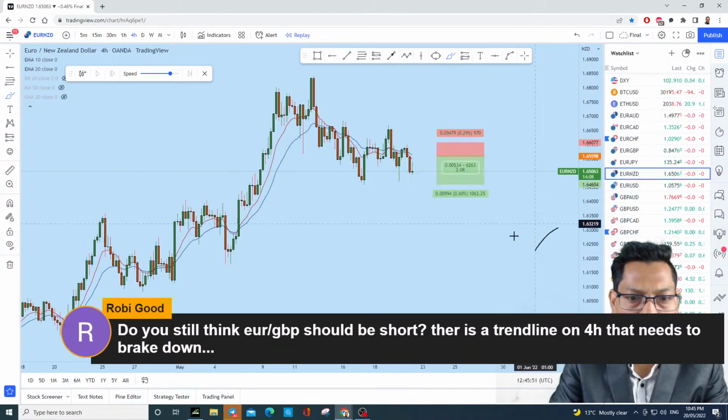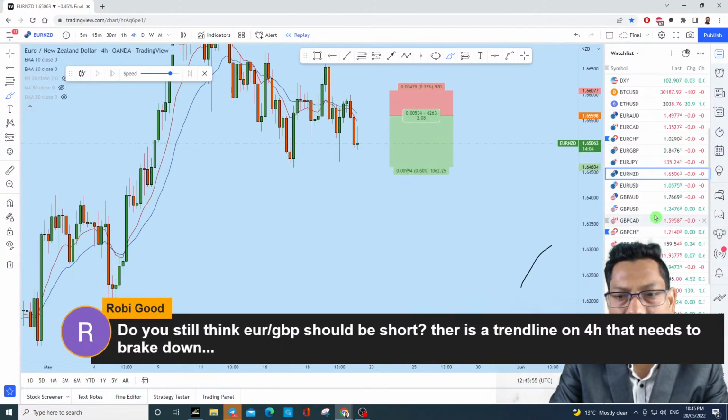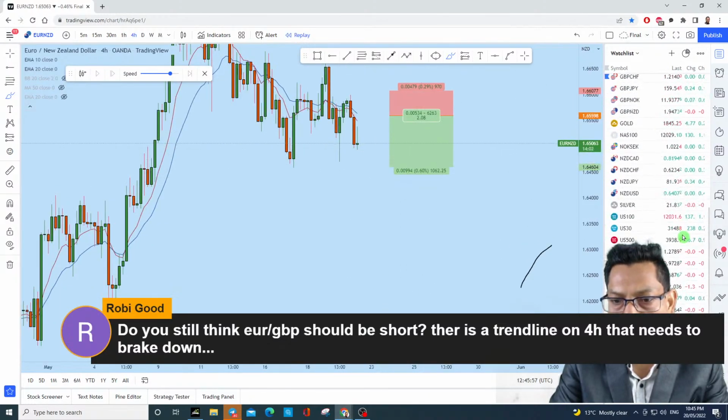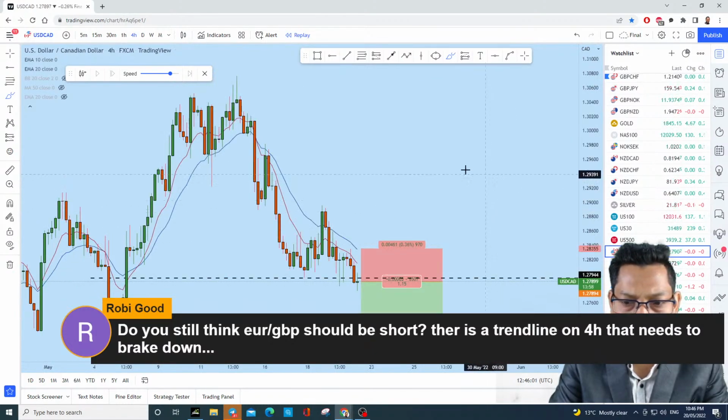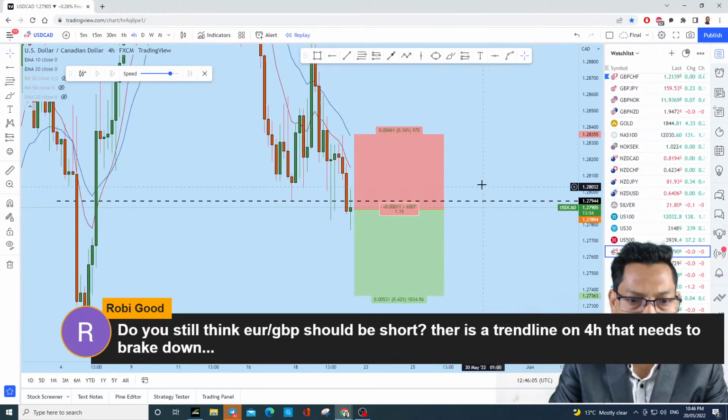EUR NZD looks like bearish, as I'm short with our VIP members, so we'll be continuing with that trade. Okay, USD CAD also looks like it is closing as a doji, and hopefully we'll have another trade on this one. We are already running one.